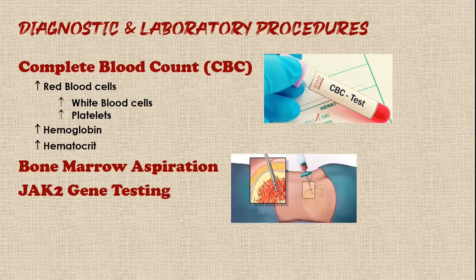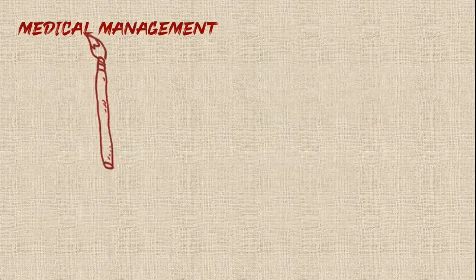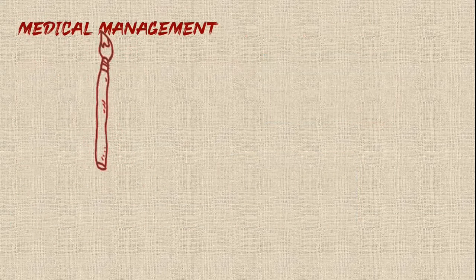Janus kinase 2 gene testing may also be ordered, as about 95% of people with polycythemia vera have this type of mutation and would test positive. What is the medical management for polycythemia?